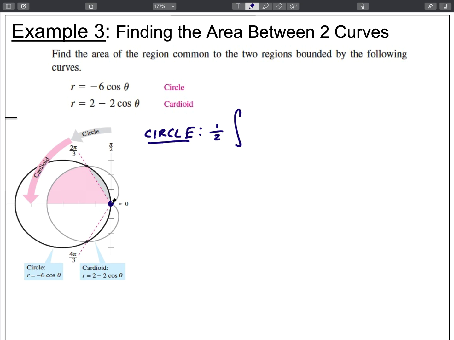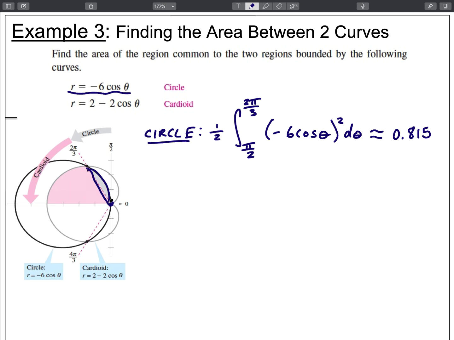So in this case, we could say start this at pi over 2. Then where should we stop? Well, we should stop at the intersection point of 2 pi over 3. And then the function for the circle is this -6 cosine of theta. Of course, we need r to be squared and then d theta. You can take this into your calculator, and feel free to pause if you want to do it, or if you want to take my word for it, this is going to be 0.815. So that would give me this region right here, this little gray sliver.